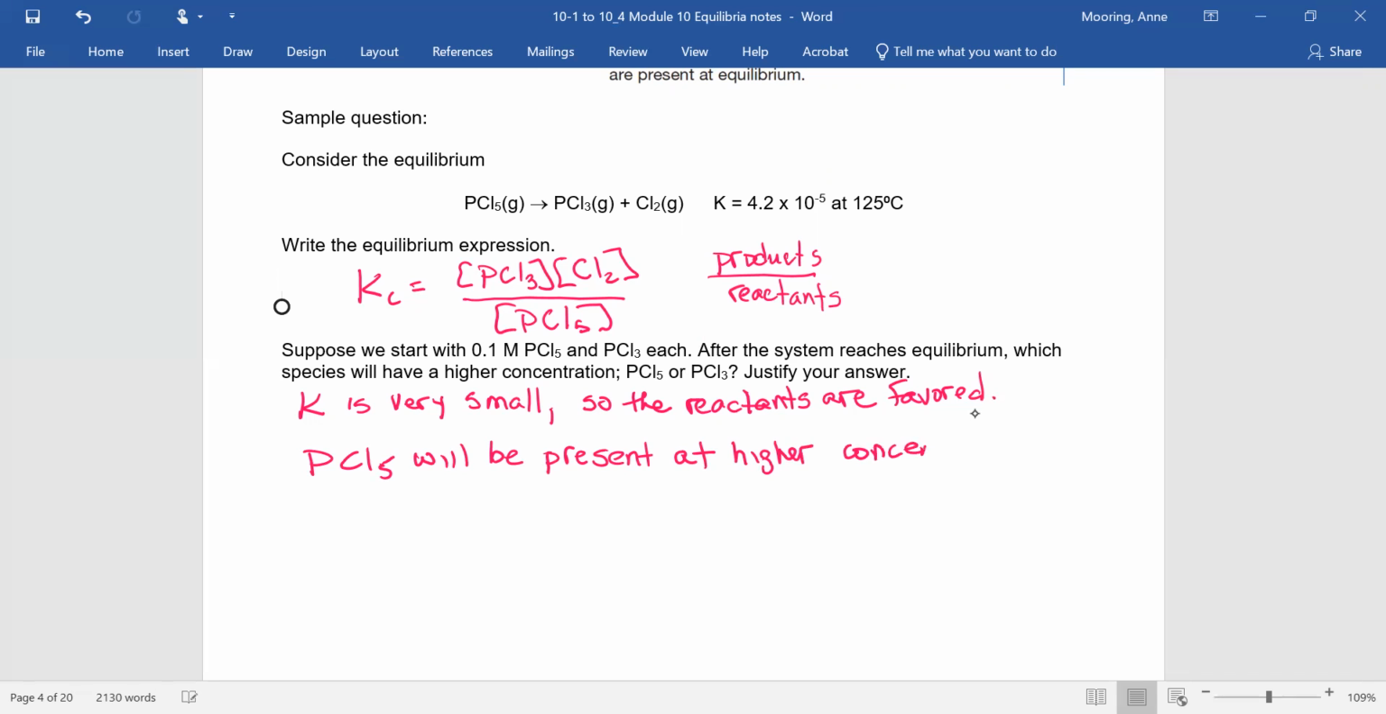Remember that we want to do claim, evidence, reasoning when we are answering these essay questions. So first, K is very small. That is my data. They have told me that. So the reactants are favored. There is my reasoning and my claim. PCl5 will be present at higher concentrations. You don't need to do the claim, evidence, reasoning in any particular order as long as they are all there.